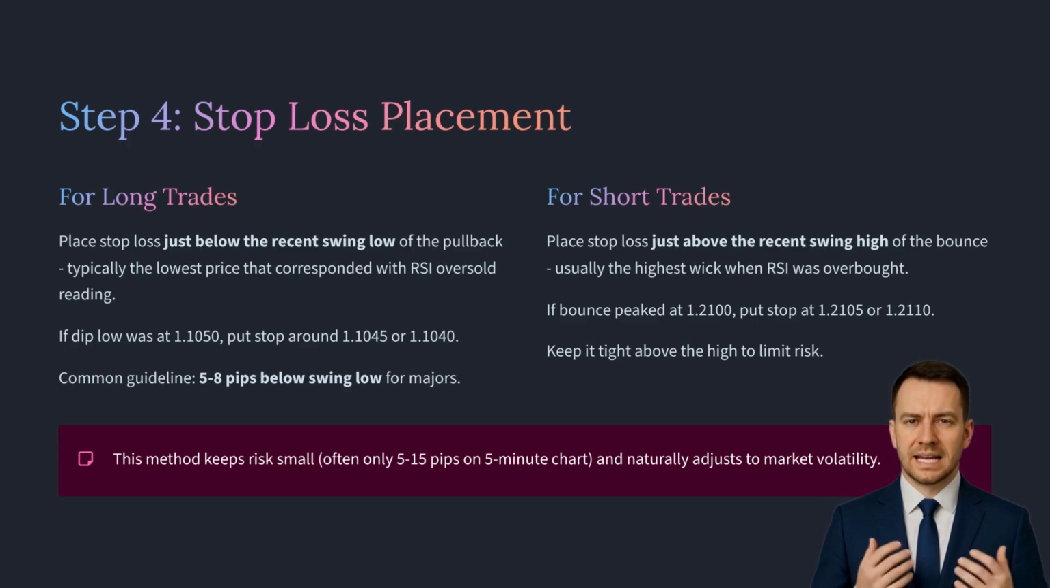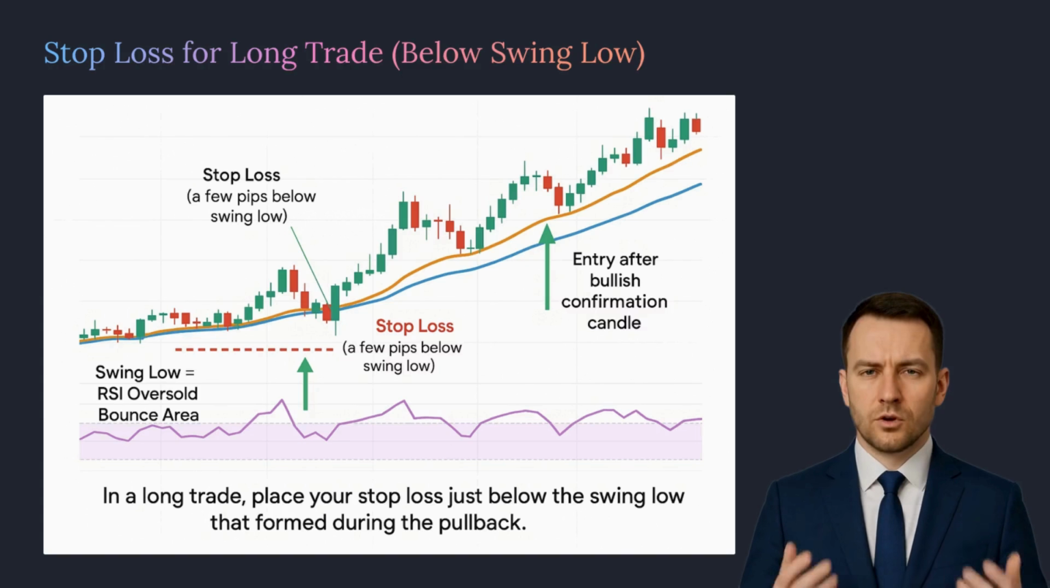Every scalp trade needs a tight stop loss to control risk. Because these moves are quick, you cannot give the trade a lot of room to go against you. Here's where to place your stop. For longs, place the stop loss just below the recent swing low of the pullback. That swing low is typically the lowest price that corresponded with the RSI oversold reading, the point where the price bounced from. In our example scenario, that might be the lowest wick of the red candles during the dip.